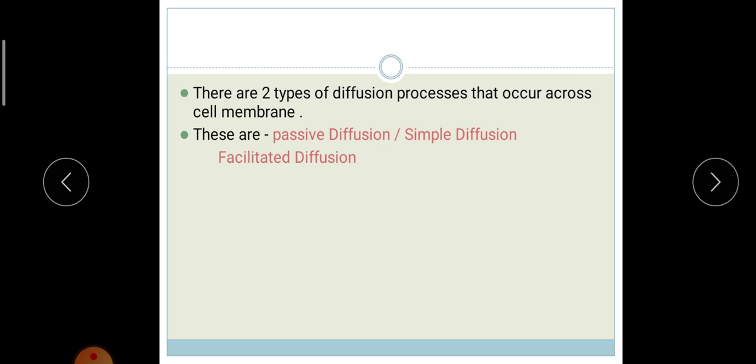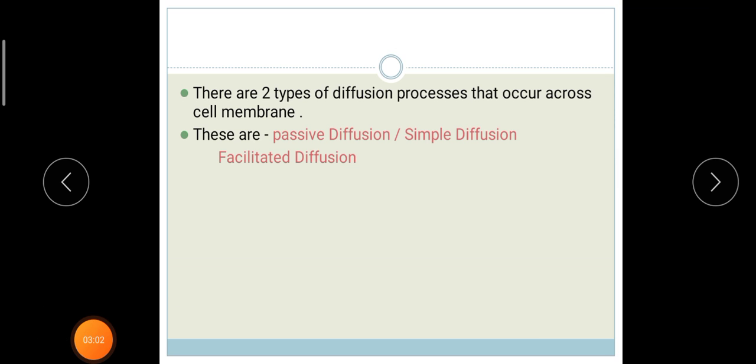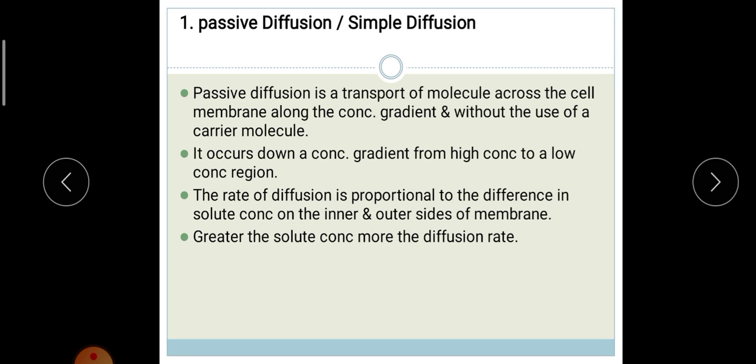Okay. Now second one, there are two types of diffusion processes that occur across the cell membrane. Already I have told, passive diffusion, also known as simple diffusion, and second one is facilitated diffusion. Okay, today in this lecture we are going to see only one, that is passive diffusion or simple diffusion. Passive diffusion is a transport of molecules across the cell membrane along the concentration gradient and without the use of any carrier molecule. Okay, passive diffusion म्हणजे काय?